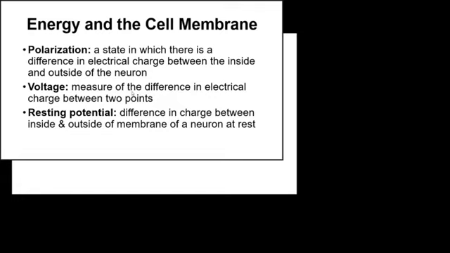All right, so for some of the terms that we're going to use by talking about energy and the cell membrane, we're going to talk about these individually because we're going to be using them pretty often. So we can talk about polarization, and that's a state where there's a difference in the electrical charge between the inside and the outside of a neuron.